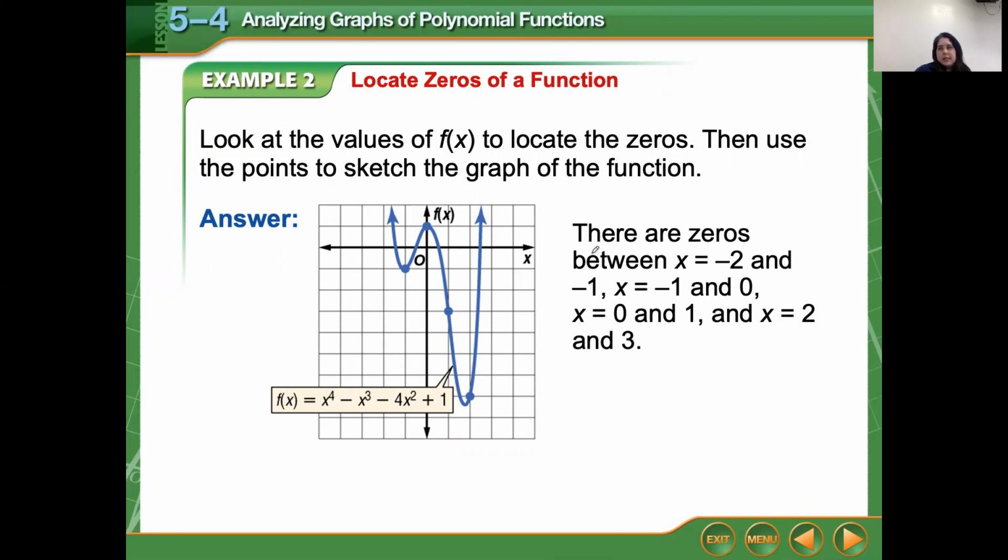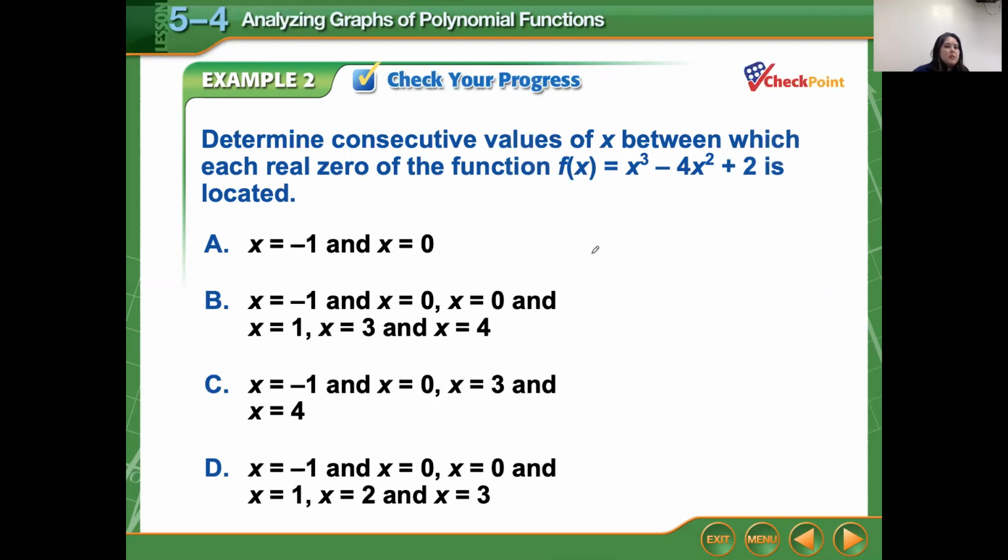Pause the video as needed. All right, so determine consecutive values of x between which each real zero of the function is located. Again, pause the video so you can go ahead and try this on your own. By graphing this, you're going to see that you have 3 intercepts, one between negative 1 and 0, another between 0 and 1, and then another between 3 and 4.